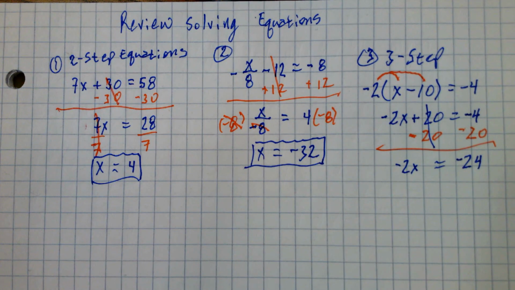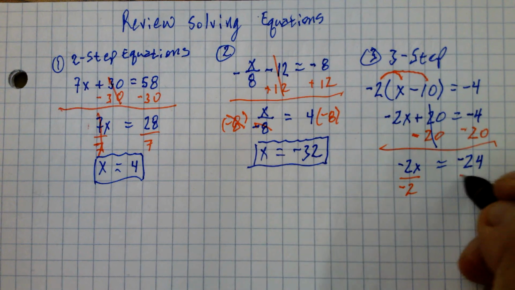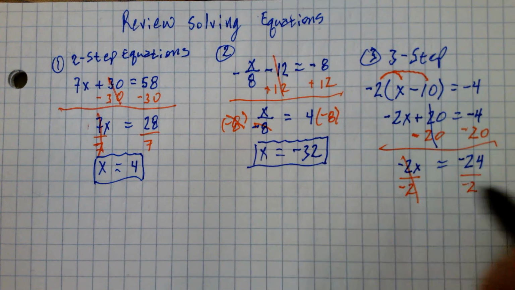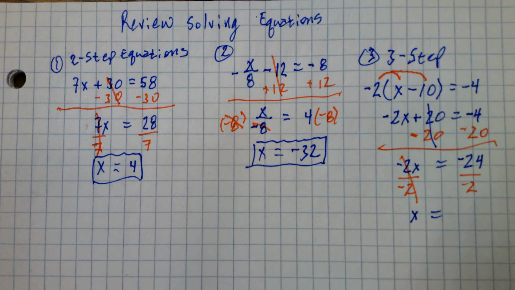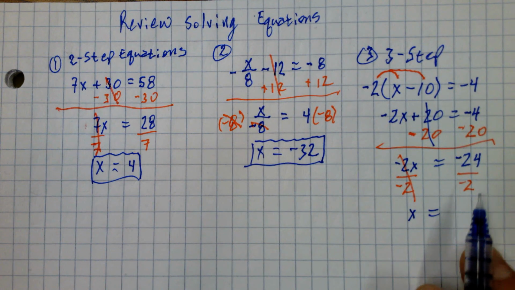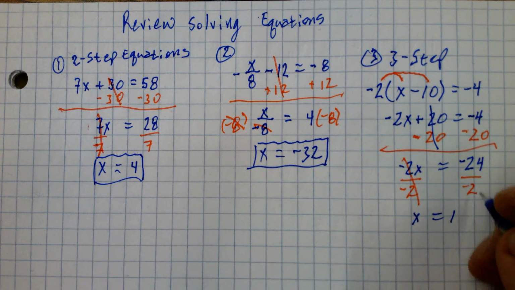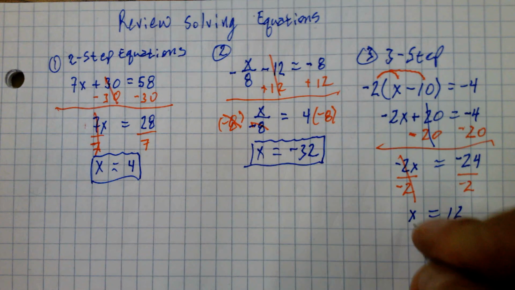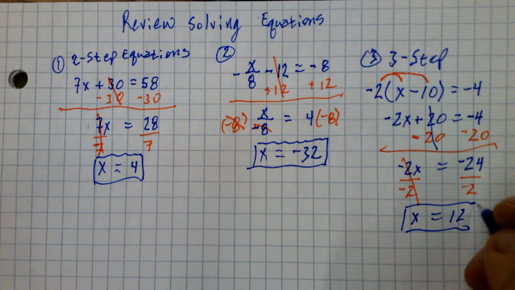24. So we want to get rid of the negative 2 that's being multiplied. Let's divide it. So we get x equals negative 24 divided by negative 2. So it's a negative divided by a negative, it's positive. 24 divided by 2 is 12. So we get positive 12. Okay?